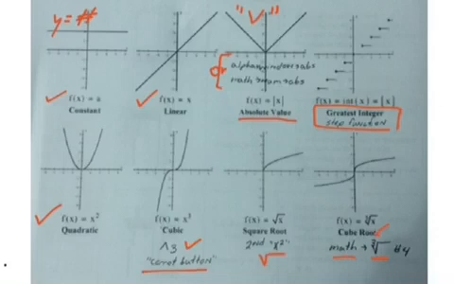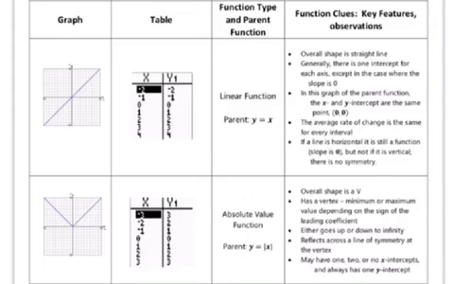Let's go on to the next page. On the next page, you're given the graph, the table, a function type, the parent function, and then some key features or observations. So on this first page, we've already gone over the graphs of lines before, but just a few reminders. One, the parent function of a line is y equals x, or f of x equals x.